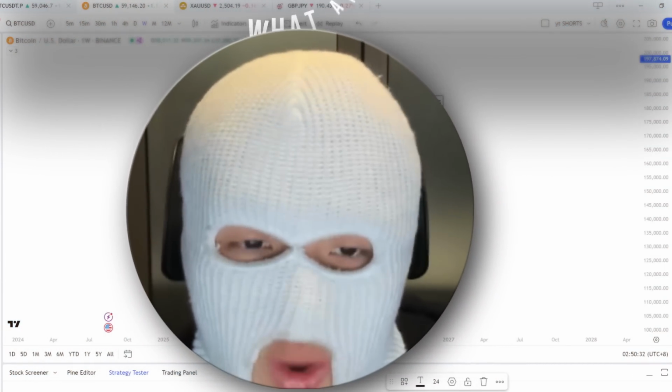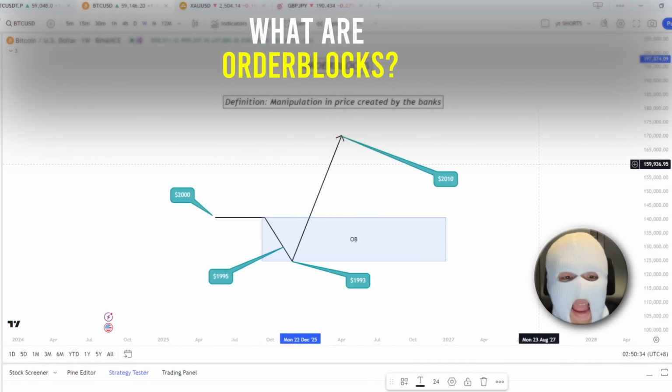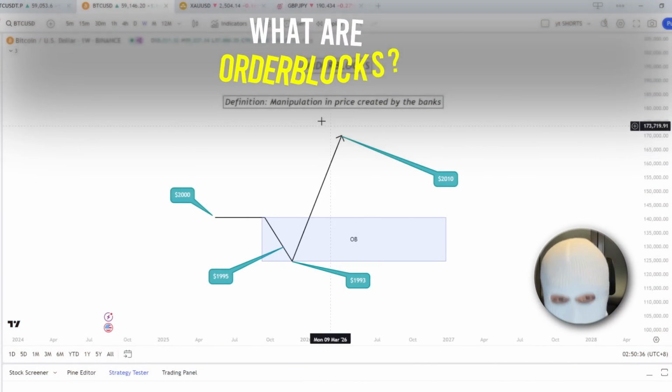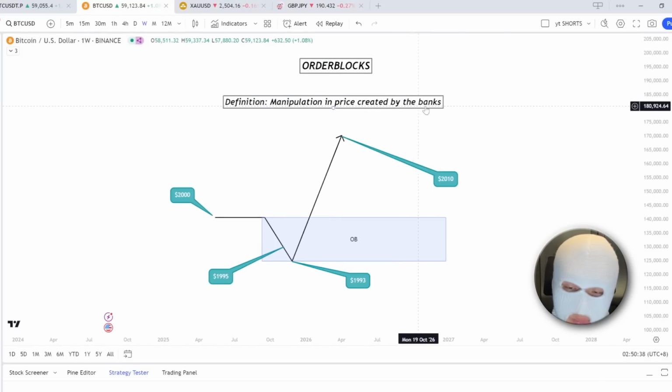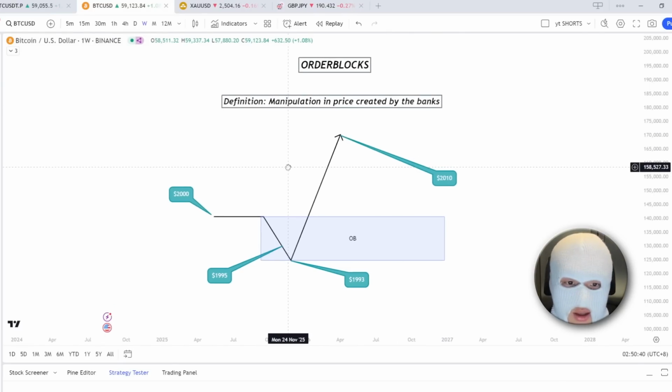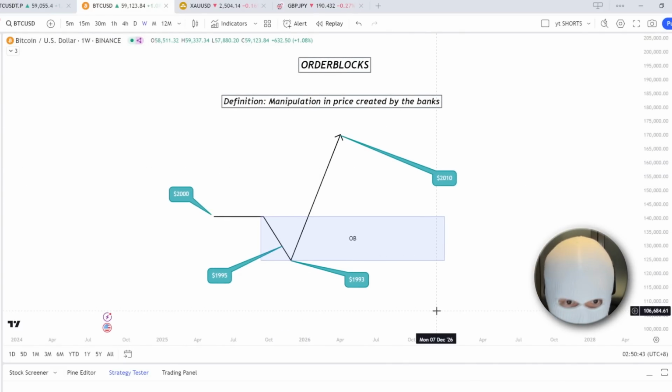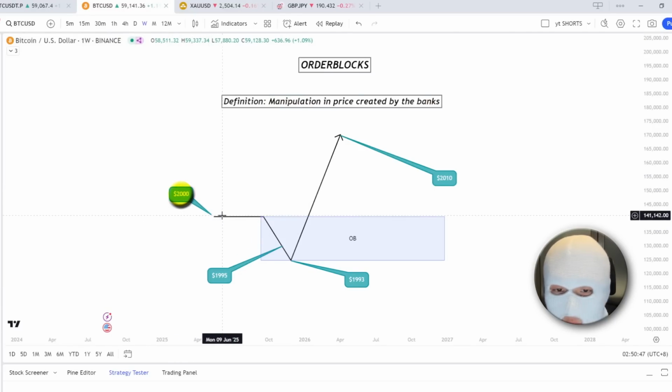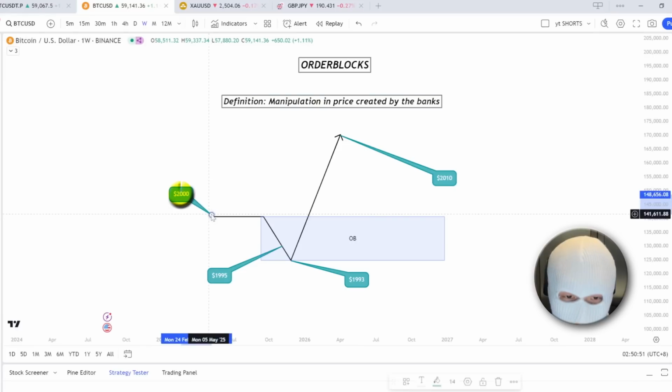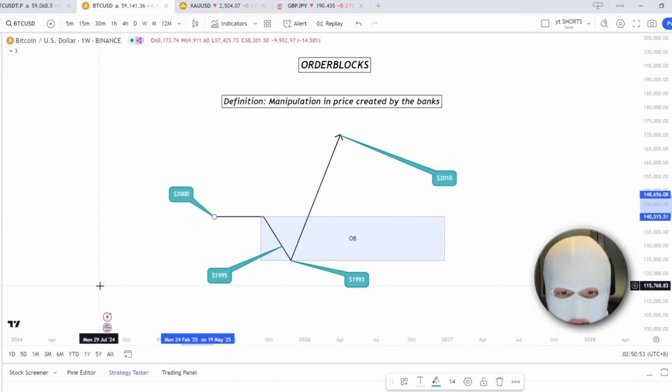First off, what are order blocks? An order block forms when there is a manipulation in price created by the banks. Let me explain. Let's say, for example, for gold. Gold is at $2,000 and Bank A wants to buy gold. But does it make sense for Bank A to buy gold at the current market price, given that they got billions of dollars to move the market?